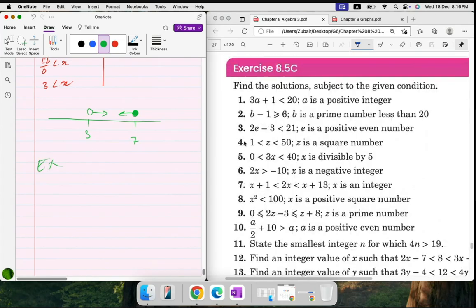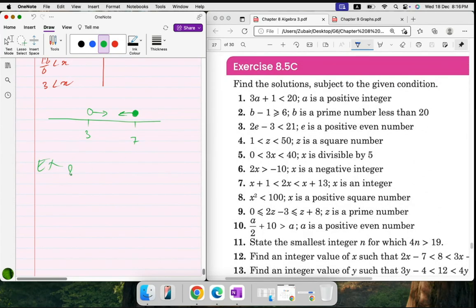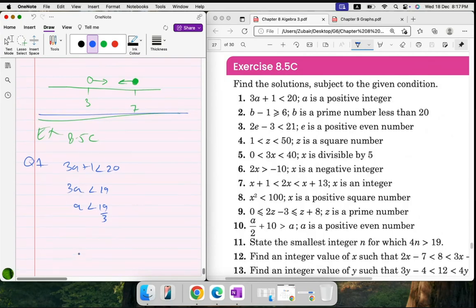Exercise 8.5c. Question number 1. 3a plus 1 is less than 20. So 3a is less than 19. a is less than 19 by 3. We know 3 sixes are 18. So this is basically 6 point something, less than 3 sixes are 18, plus 1 is 19.